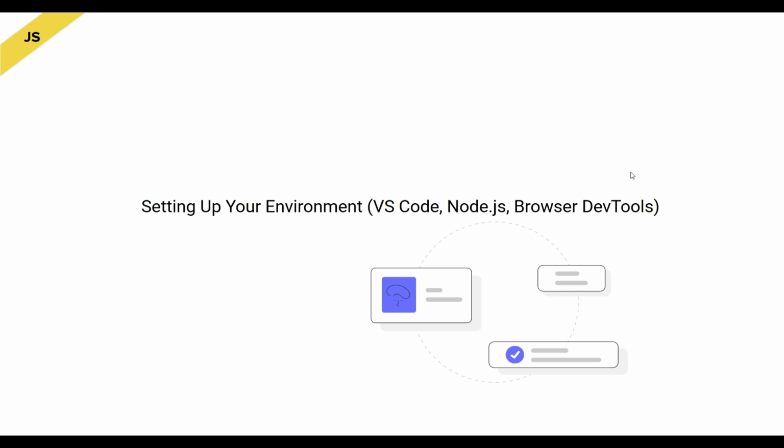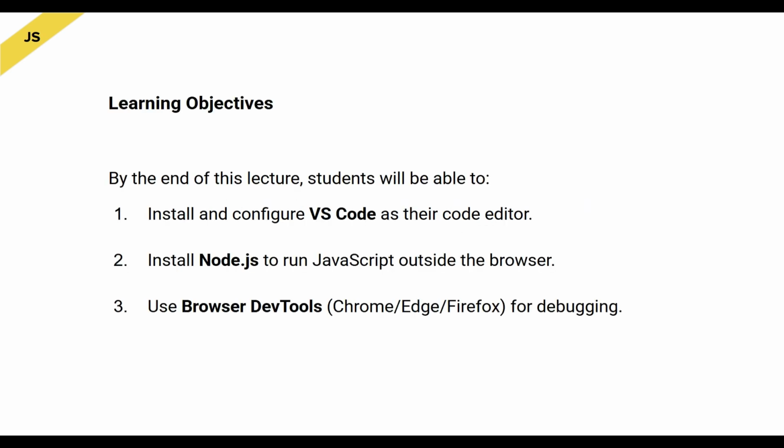Welcome back. In this section, we are going to set up the environment you will use throughout this course. By the end of this lecture, you will be able to install and configure Visual Studio Code as your code editor, install Node.js so you can run JavaScript outside the browser, and use the browser developer tools for debugging. Before we dive into coding, we need the right tools in place.